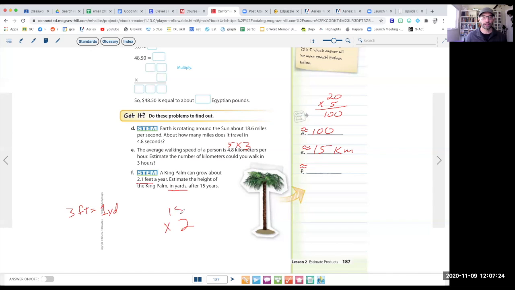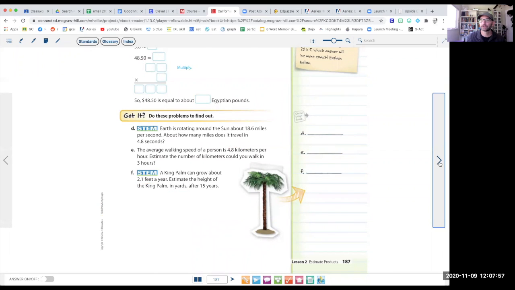All right, so you should have that 2.1 rounds to just 2 in 15 years. 2 times 15 is 30. So it grows 30 feet, right? So it'll grow 30 feet in 15 years, but they want it in yards. So now you have to divide the 30 by 3, which would be 10. So this is about 10 yards, Y-A-R-D-S. That's really important. I hope that you got that, my friends. I really do.